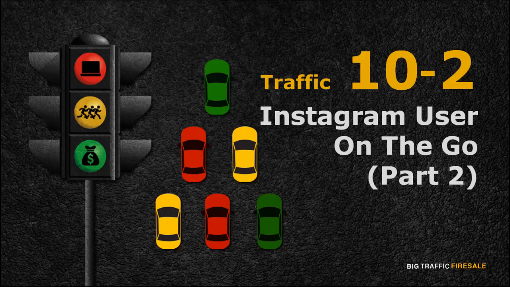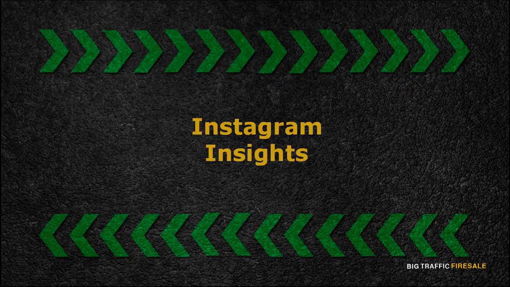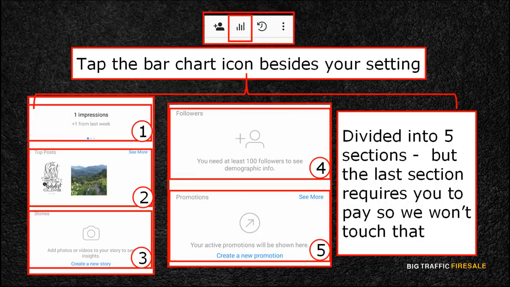This is part 2 of becoming an Instagram user on the go. Your next step is navigating and learning Instagram Insights. Go to your profile page and tap the bar chart icon beside your setting icon. It will appear blank if you do not have any posts yet.